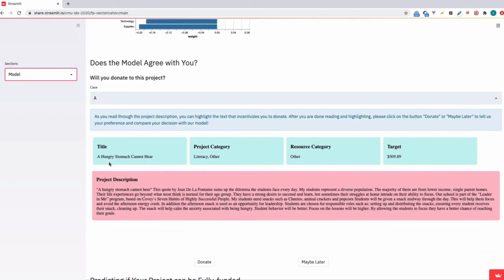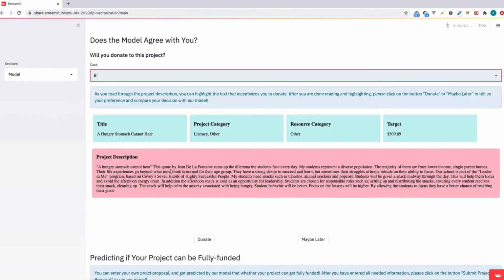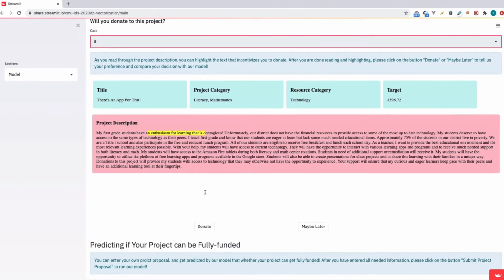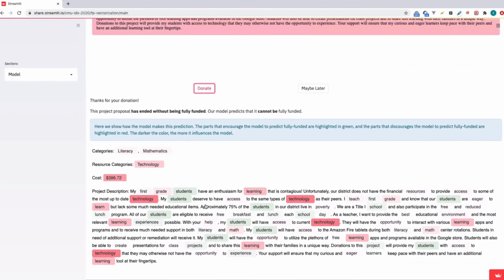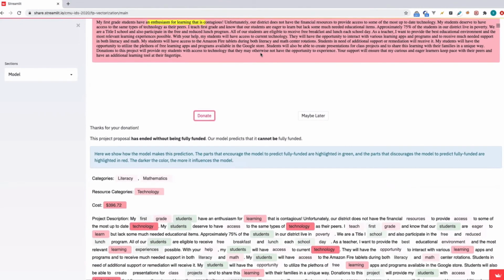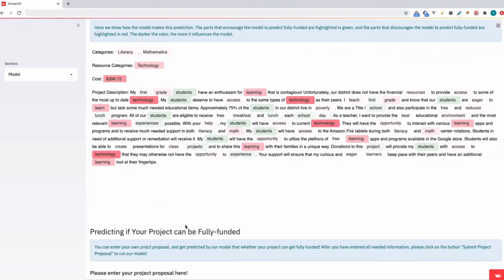In our next section, we show examples of project descriptions, and we allow users to highlight the parts that they think incentivize them to donate. And by clicking on this button, they can tell us what they think and also compare our model result with their result. The words that are highlighted in green are the words that our model thinks will contribute positively to the fully funded rate.